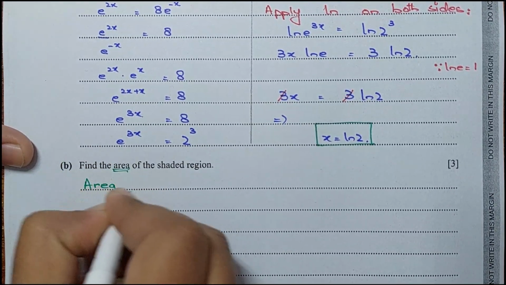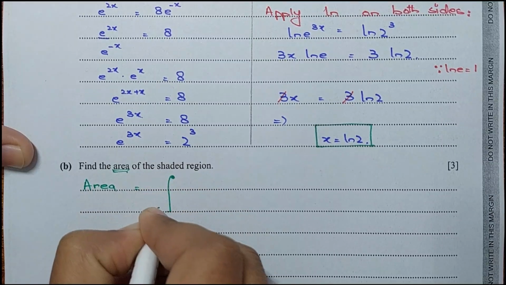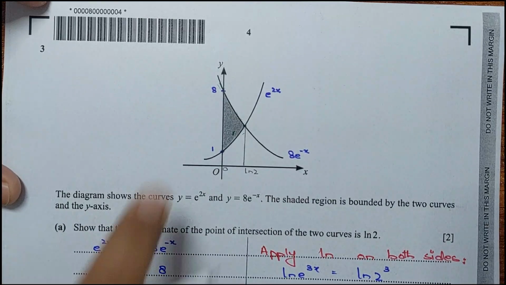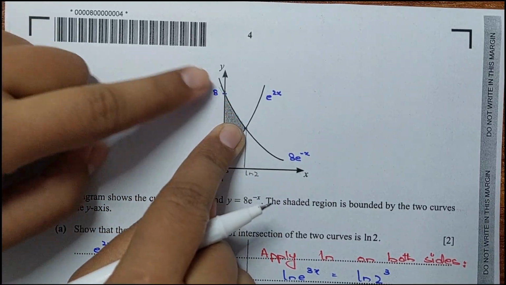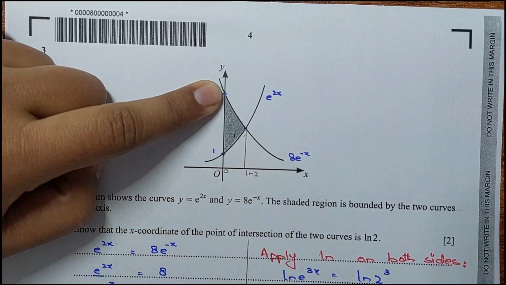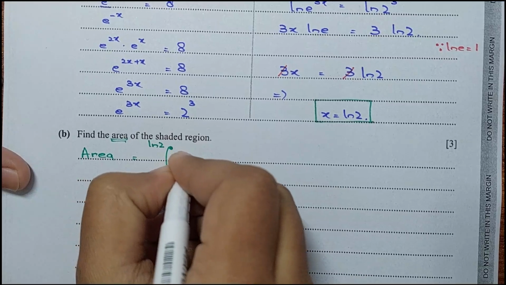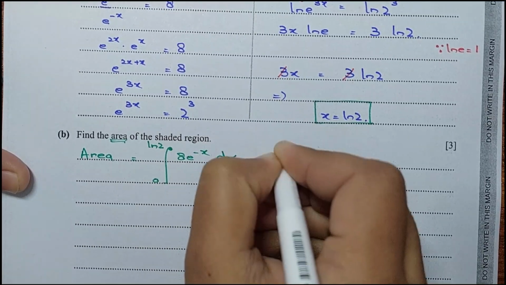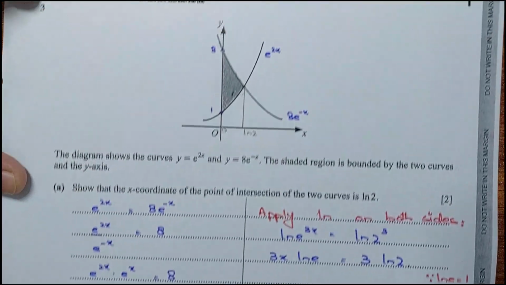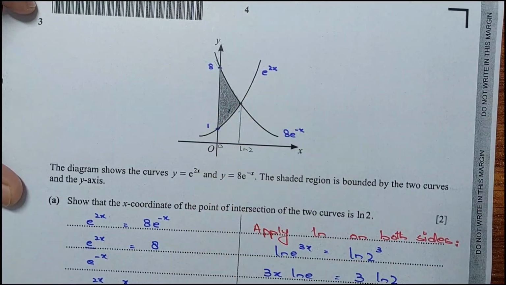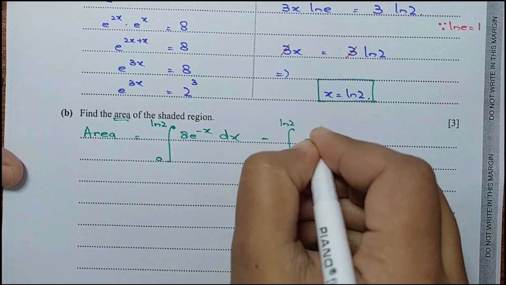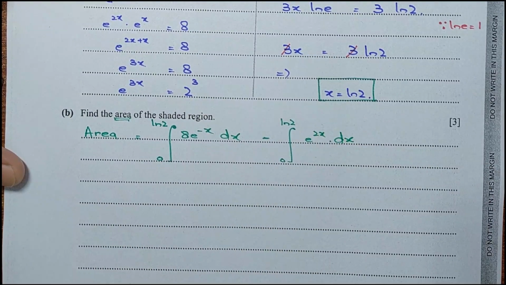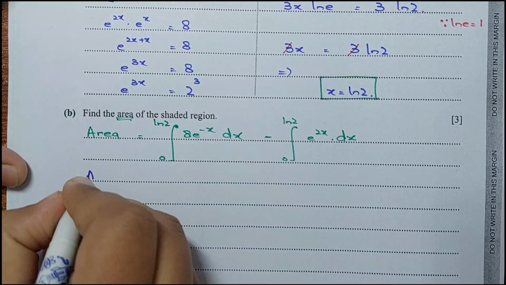So the shaded area becomes the integration from 0 to ln2 of the upper curve, 8 e power minus x dx. You can see this one is the upper one. Subtract the integration from 0 to ln2 of the lower curve, which is e power 2x dx. So you will get the area of the shaded region, or the area between the two curves.